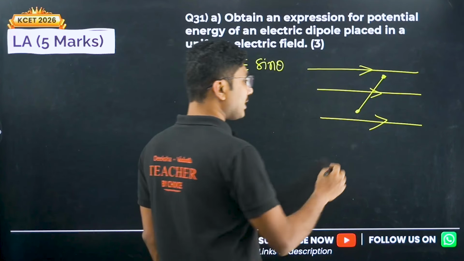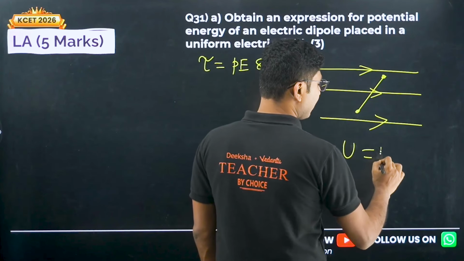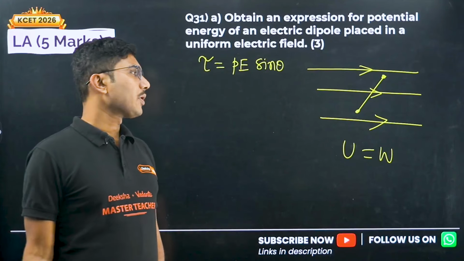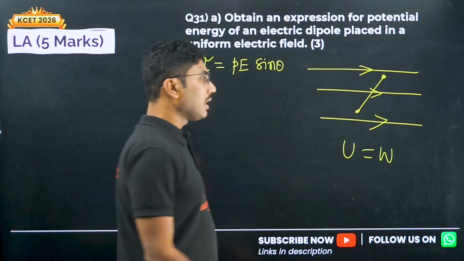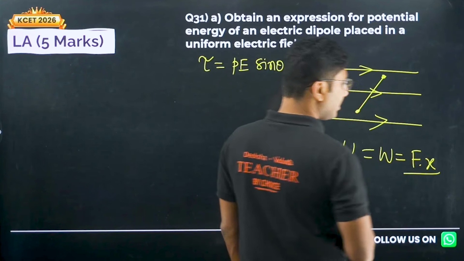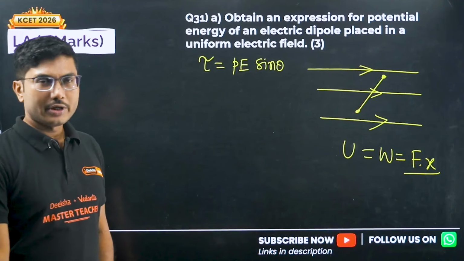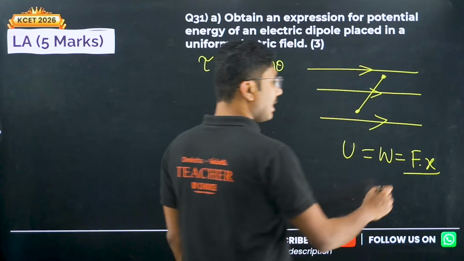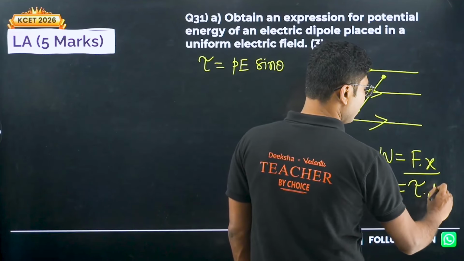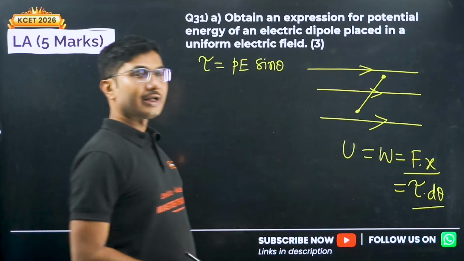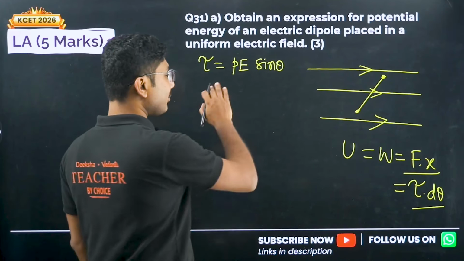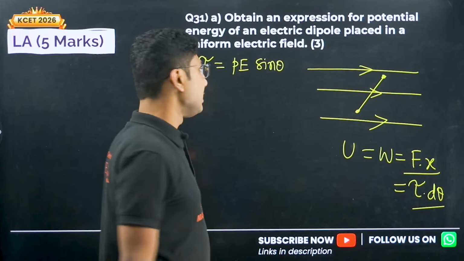So when we calculate the potential energy, we calculate the work done. So potential energy is equal to work done. And what was work done? Work done was given by force into displacement, right? Similarly, work done can also be calculated by torque into angular displacement. Torque into angular displacement can also be work done. That's what we are going to use in this case.